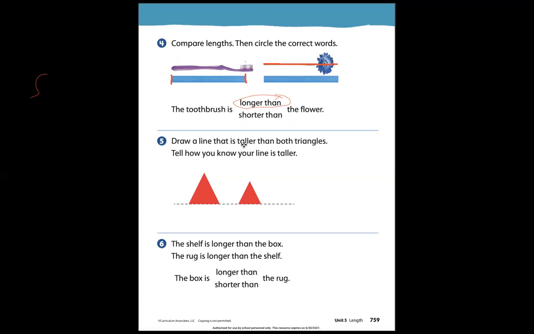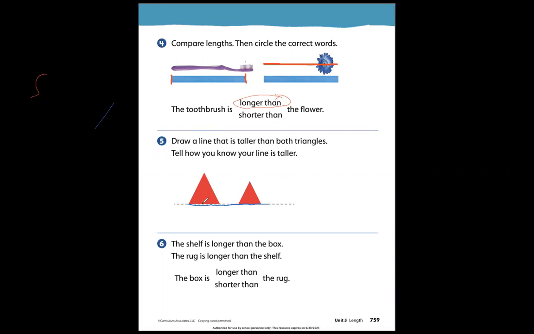Problem number 5 says draw a line that is taller than both triangles. A line that is taller than both triangles. So if I do that, I'm going to grab that thicker line. Remember that I always have to start with the line of measure. Notice that my triangles are on that line. And I need to draw a line that's taller than this and taller than this.